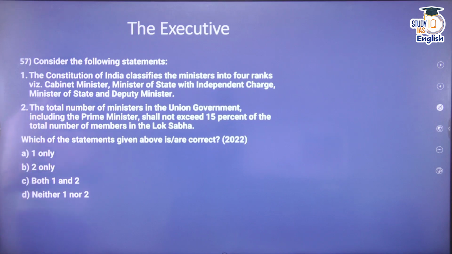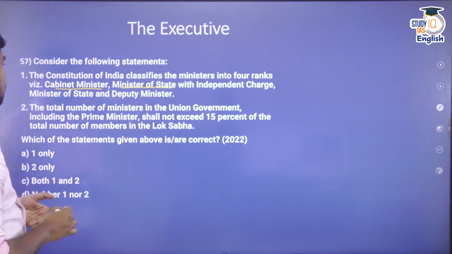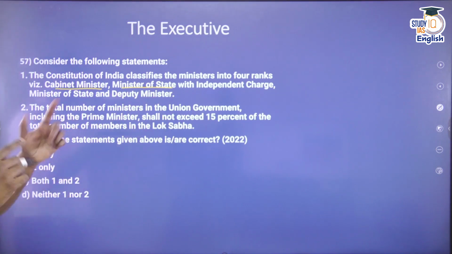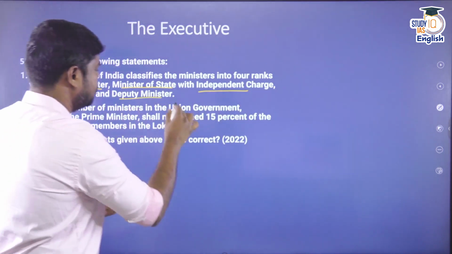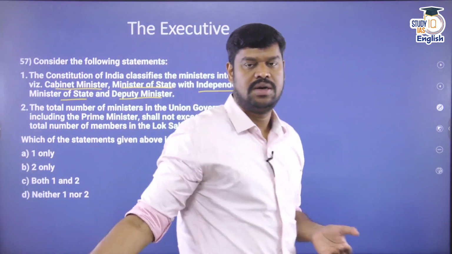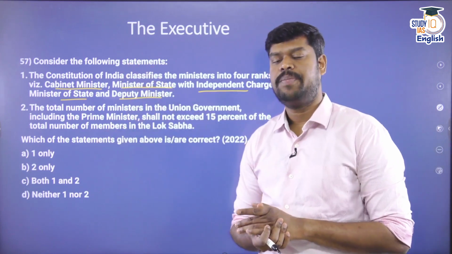Consider the following statements. The Constitution of India classifies the ministers into 4 ranks. What are the ways that the ministers are classified? Cabinet ministers, ministers of state with independent charge, ministers of state without independent charge, and the deputy ministers. So this is what I explained some time back when I was trying to explain what is a cabinet form of government.